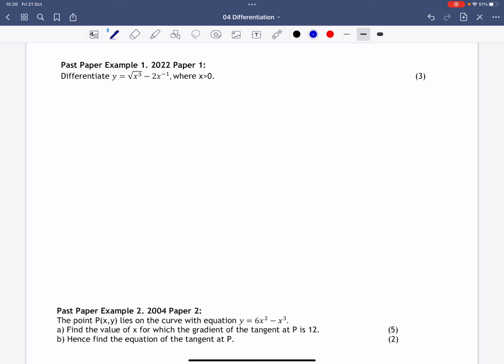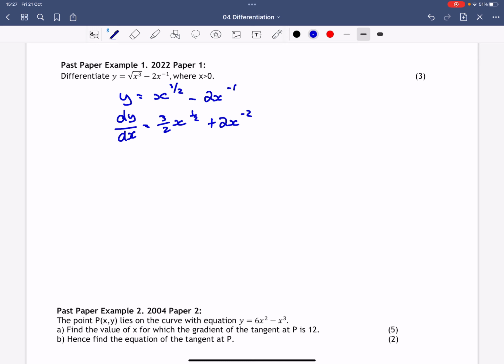So let's prepare for differentiation. That's going to give me y is equal to x to the power 3 halves minus 2x to the power minus 1. So differentiate to find dy by dx, and we get 3 halves x to the power of a half plus 2x to the power minus 2. And that's absolutely fine for your 3 marks. You're absolutely fine to leave it like that.